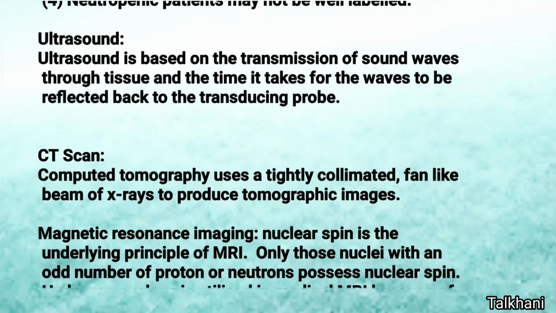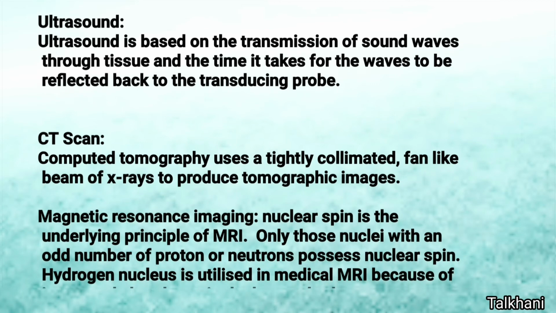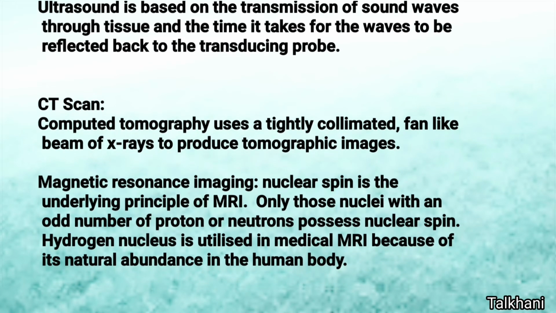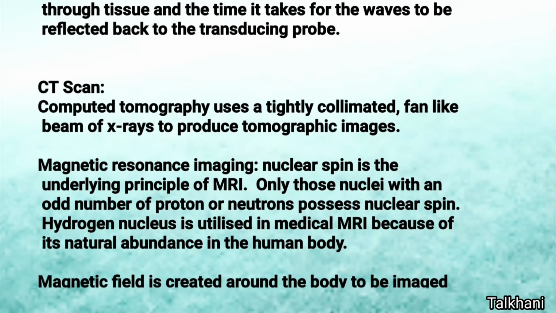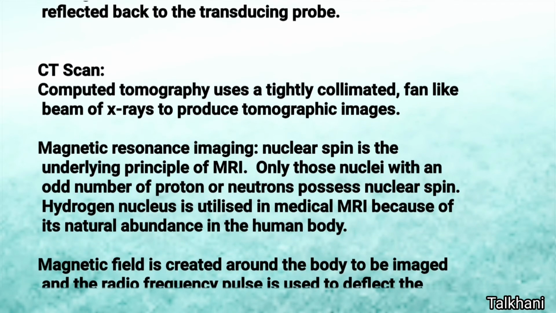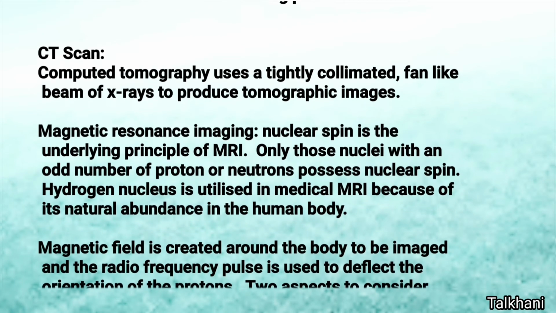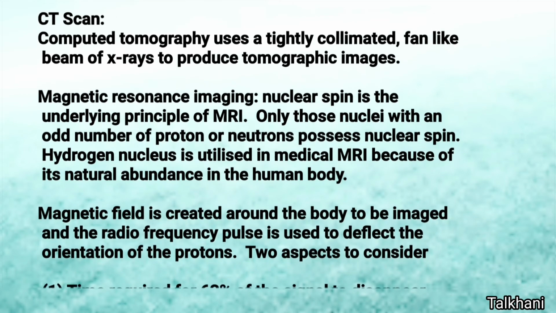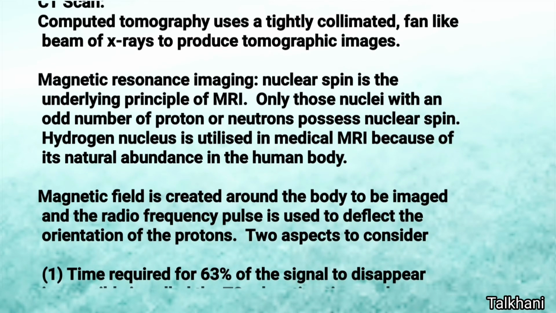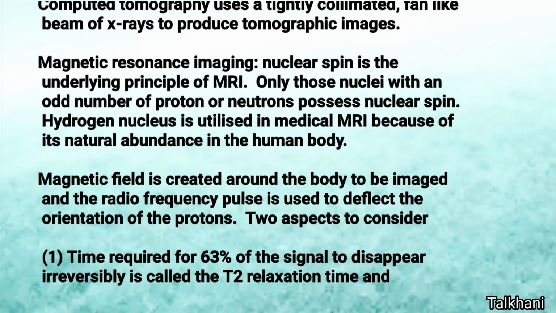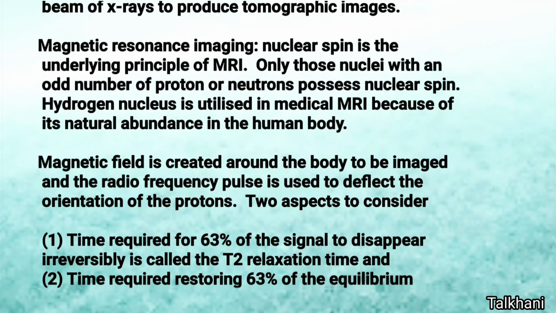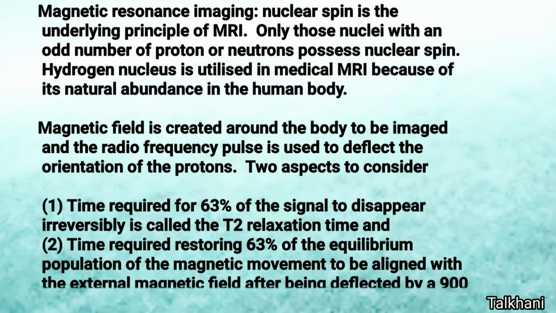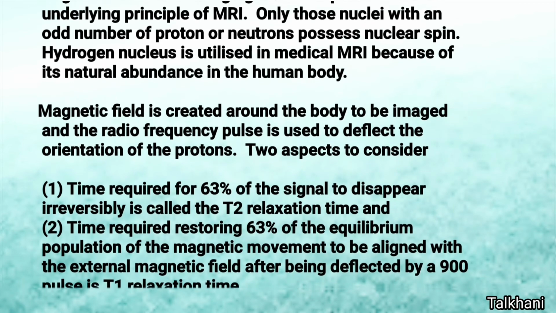Magnetic field is created around the body to be imaged, and the radio frequency pulse is used to deflect the orientation of the protons. Two aspects to consider. Number one, time required to restore 63% of equilibrium population of the magnetic moment to be aligned to the external magnetic field after being deflected by 90-degree pulse is T1 relaxation time. Number two, time required for 63% of the signal to disappear irreversibly is called the T2 relaxation time.